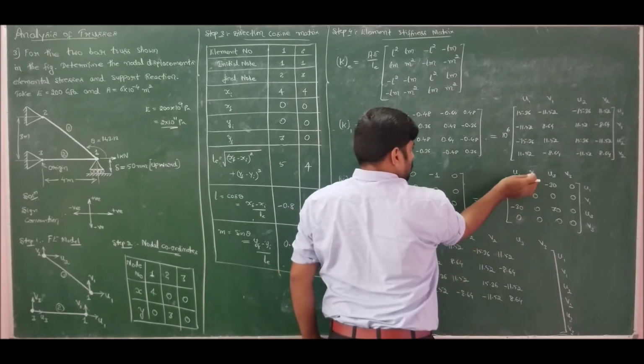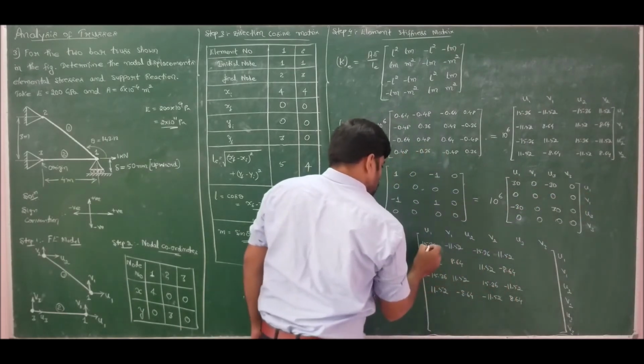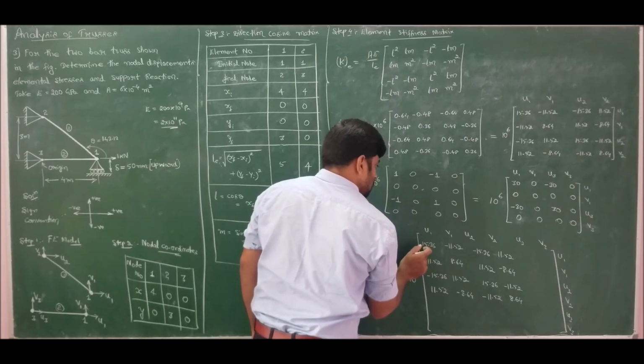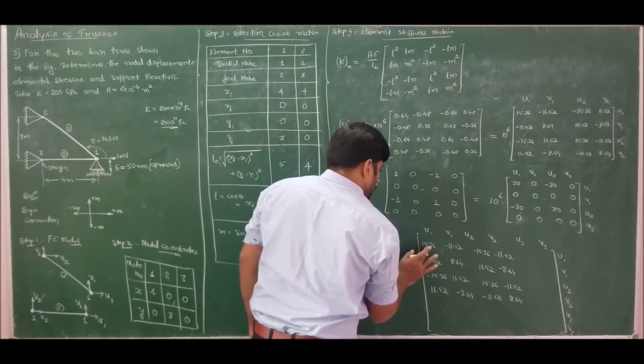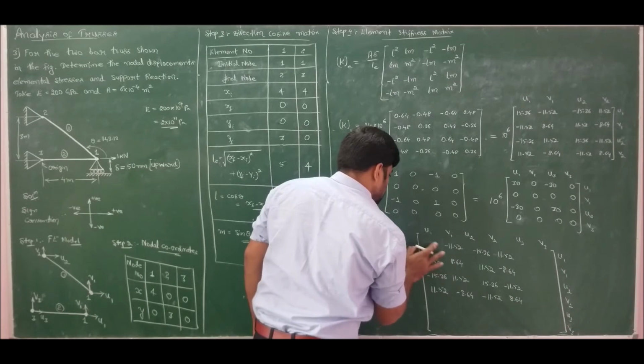Next, moving to this 4, it is U1 V1 cross U1 V1. Here I should add 30 for this. So 15.36 plus 30 is 45.36.